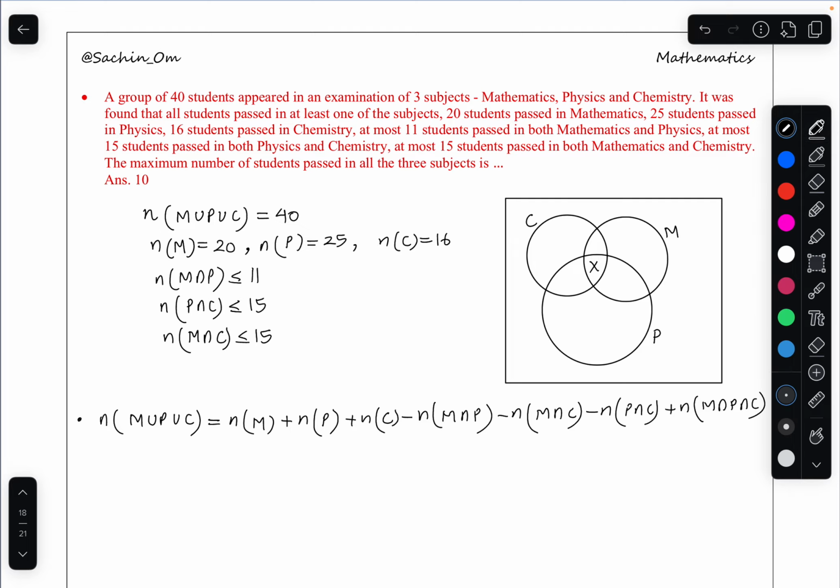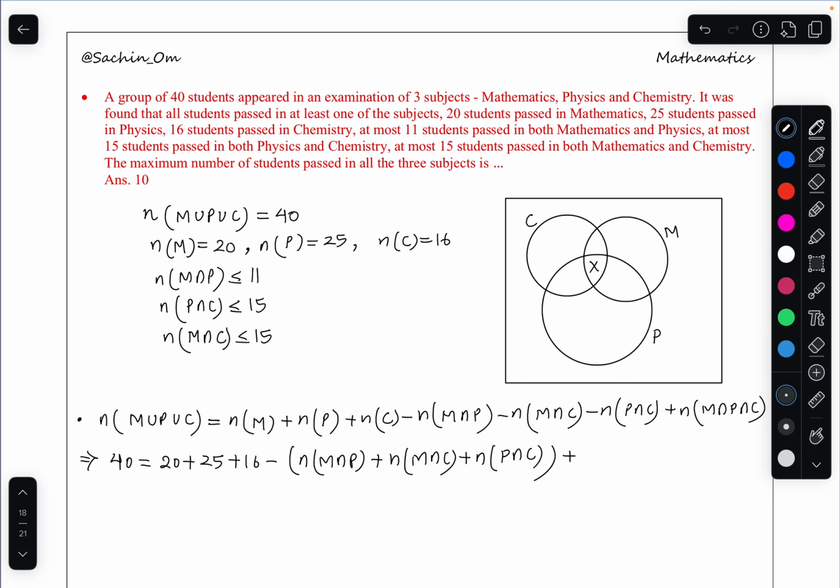I'll put the quantities related to these sets here. M union P union C is already known, that is 40. n(M) is 20, n(P) is 25, n(C) is 16. These quantities we don't know yet: M intersection P, M intersection C, P intersection C, plus the last one, which we are supposed to find, M intersection P intersection C.